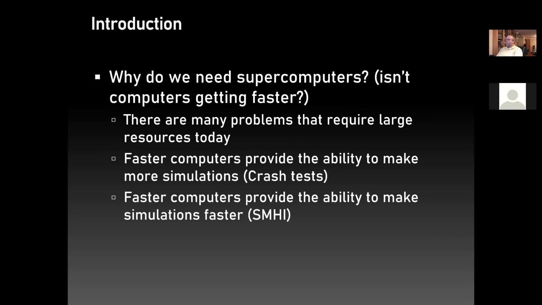Also, faster computers have the ability to make more simulations. For example, you want to do crash tests, you want to do multiple of these, or you have done a parameter study to see what happens if I change a parameter, and you can't wait 2 months for computations to finish. By having a supercomputer, you can finish those parameter studies much faster because you can run them in parallel. Faster computers can also make simulations faster. For example, weather predictions. You can't wait 2 months for a supercomputer to calculate today's weather. For this kind of task, you need a computer that can do it today.